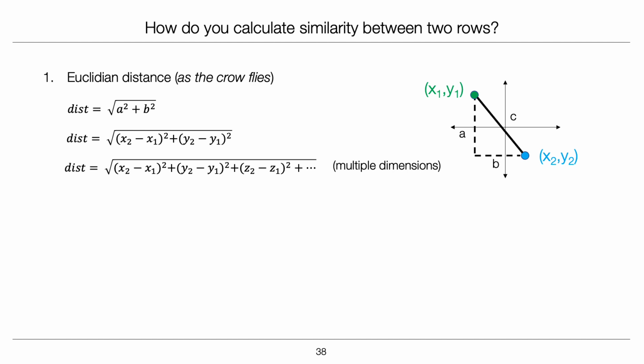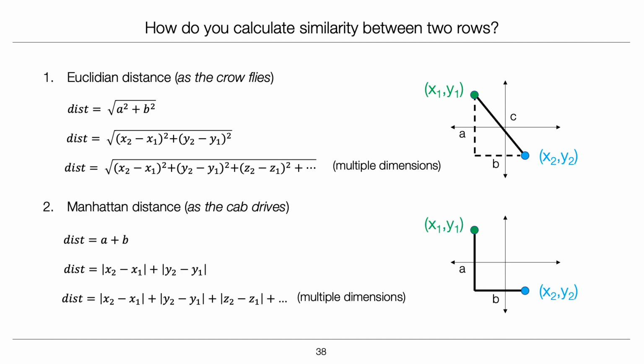How do we calculate similarity between two entities? Or on the other side of the coin, how do we calculate the distance between them? Here are two commonly used distance metrics: the Euclidean distance, or the straight line distance as the crow flies, and the Manhattan distance, or the city block distance as the cab drives.